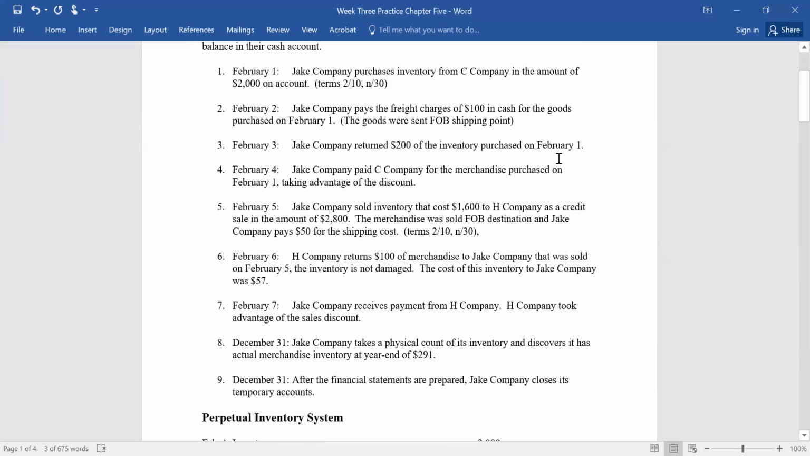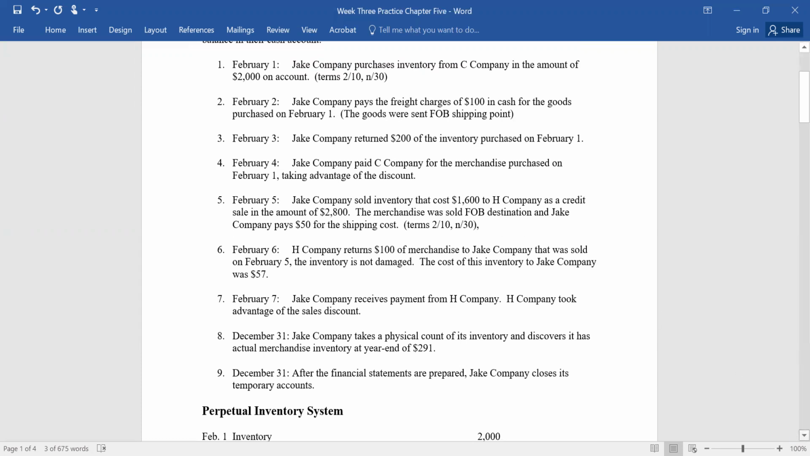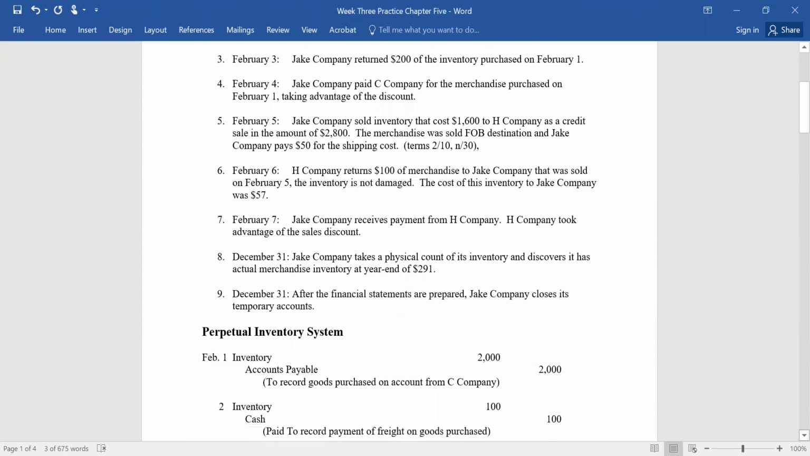Next thing is Jake pays the freight charges of $100 in cash for the goods purchased. They were purchased FOB shipping point, which means the purchaser or buyer is responsible for the shipping charges. So of course he's paying that in cash. The way we're going to account for that, we're going to debit inventory again for that $100, that increases our inventory. We are going to credit cash for $100. That's how we paid for it.